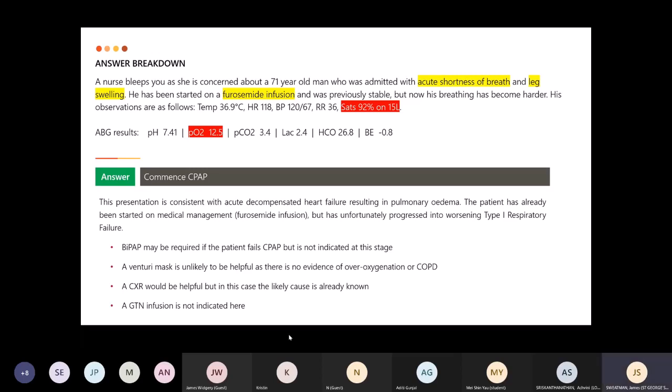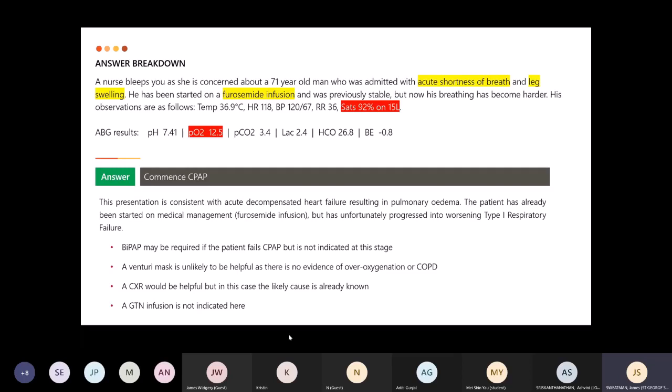BiPAP may be required. What are the answers? Commence BiPAP. Okay, so that may be required if they fail CPAP, but at this stage it's not indicated, and that's why that's not the right answer. The Venturi mask, there's no evidence of over-oxygenation there. In fact, if anything, that is under-oxygenation, and there's nothing in the history that suggests COPD. So I wouldn't go for a Venturi.